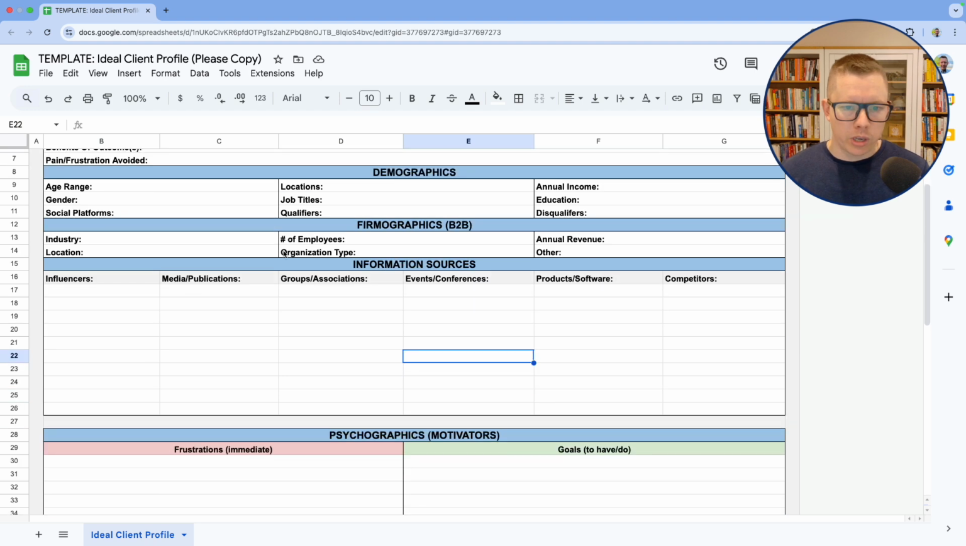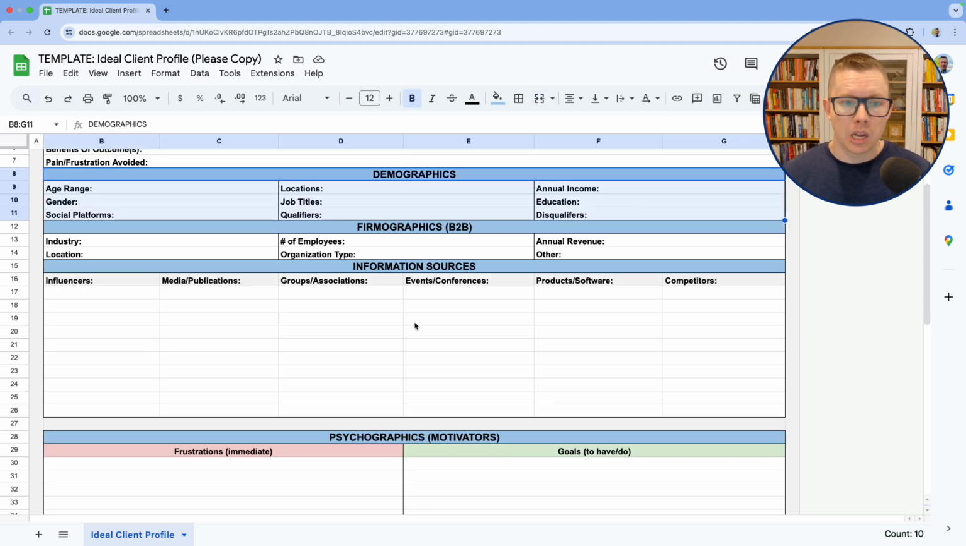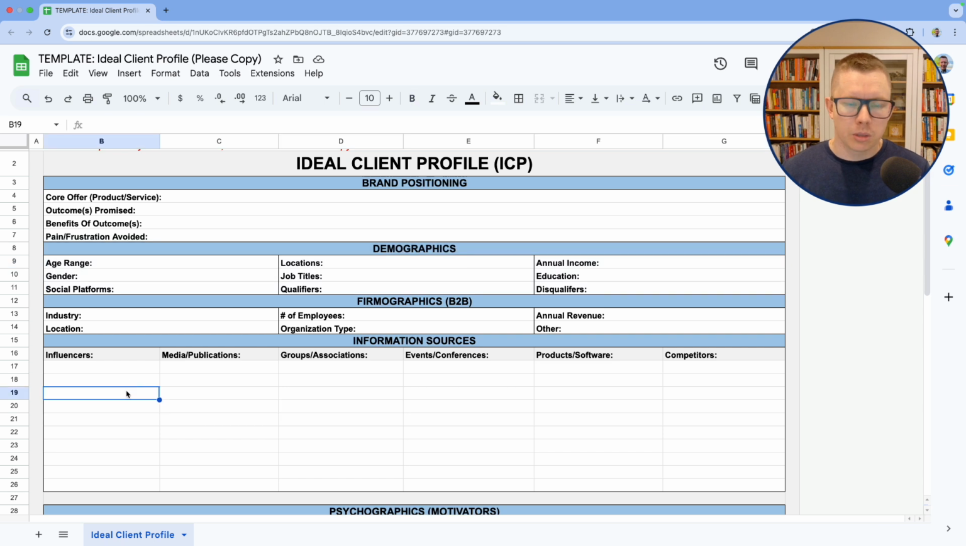And so in terms of the criteria, the next section on the template is demographics. And so these are some basic filters. This is especially useful if you do paid advertising because you can input some of the stuff in your targeting, but it's still useful to have even if you're not doing paid advertising.